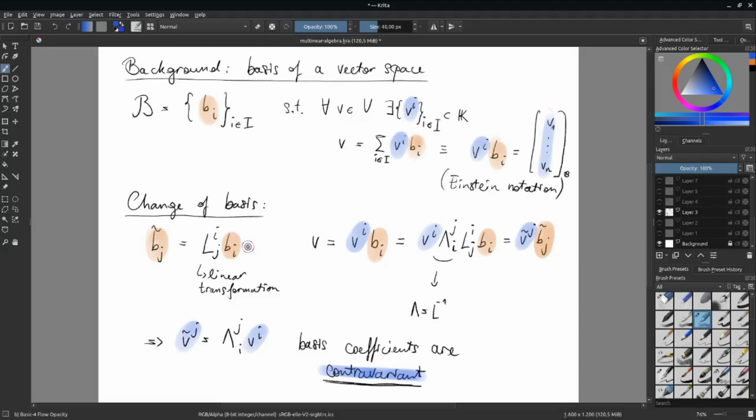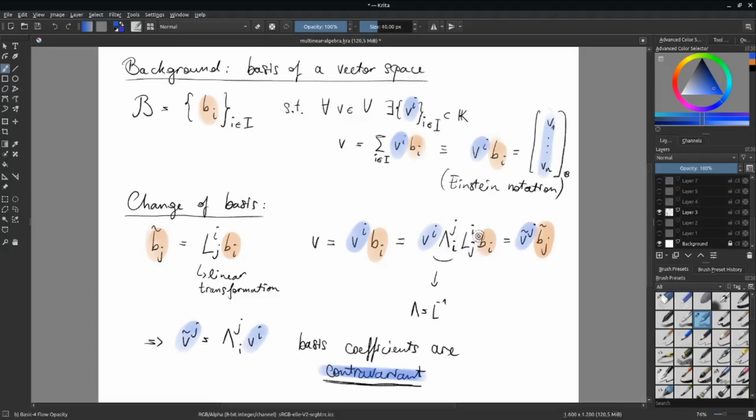And if we look at our vector v, we know that we can express it in the original basis with the coefficients v^i. And the trick here is that I can insert the identity matrix. Let's say that I'm inserting this lambda, which is the inverse of my matrix L here, and multiplied with the L_ij, my matrix. So this whole block should be equal to the identity.